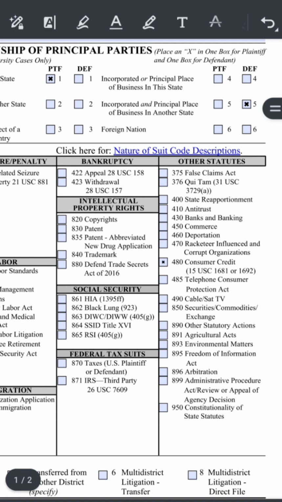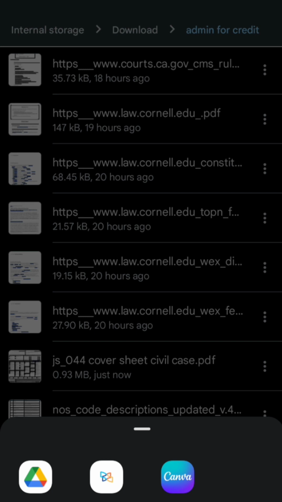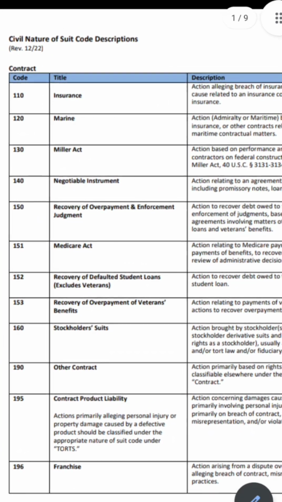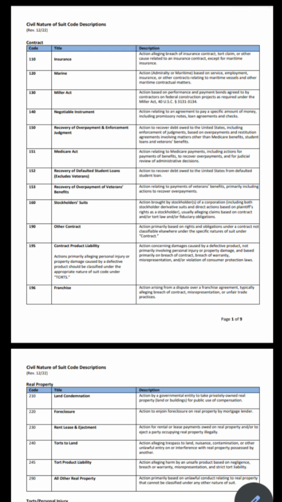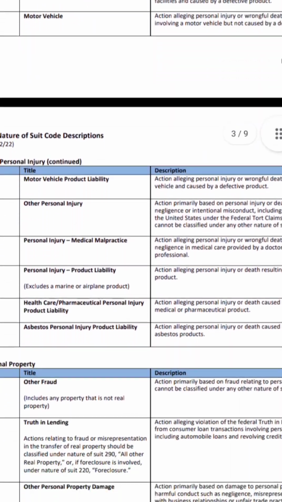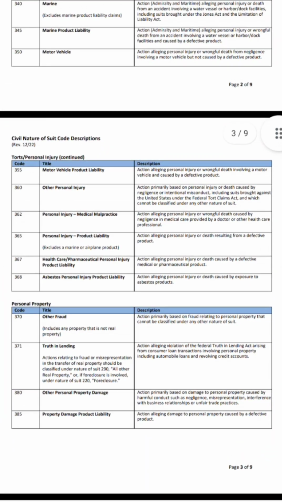Now, this is the thing. If you guys are unsure on where you're going to go, you can hit nature and suit code description up here. Once you hit that, it is going to give you a breakdown. If you're not sure, go ahead and download this. You would hit the link and it would take you to where you could download the PDF, and go ahead and scroll through and read these, so you can make sure that you're hitting the correct one. Because you don't want to go into these courts and your case gets thrown out and you have to start all over again because you didn't state the correct claim.